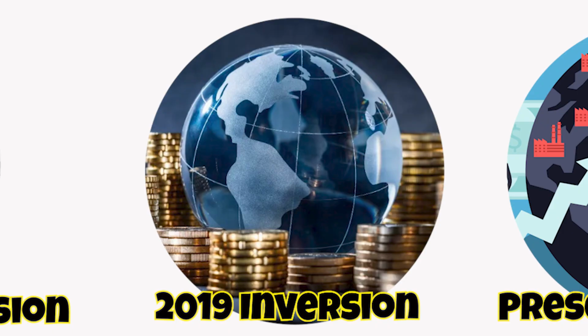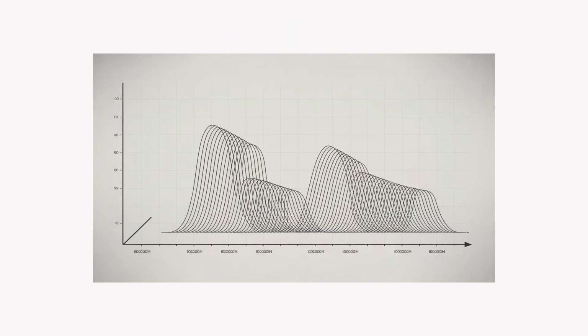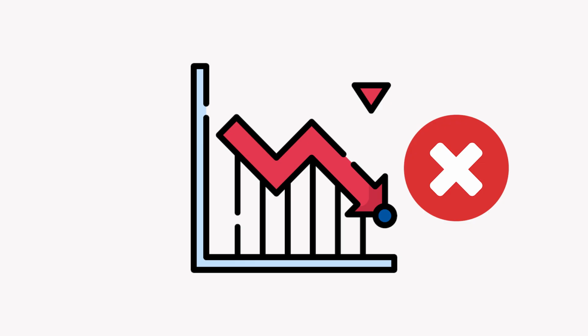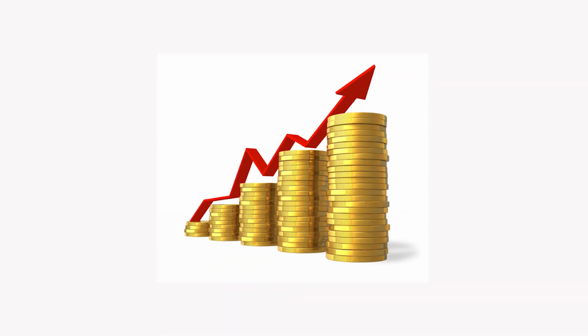The 2019 inversion: a confusing signal. The inversion that appeared in 2019 confused a lot of people. It was brief and the economy did not immediately slow in a dramatic way. Markets reacted, then recovered. Growth continued. That led many to label it a false signal.